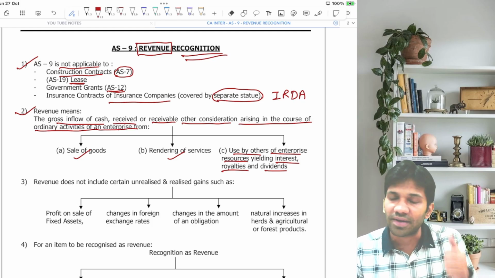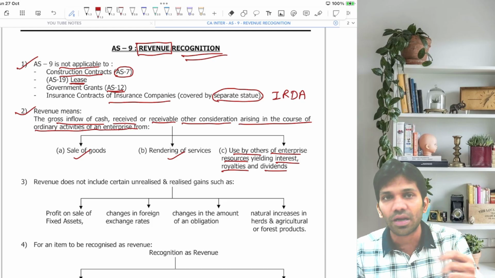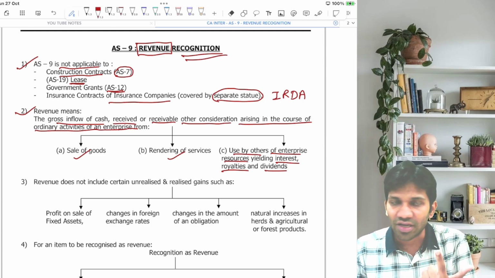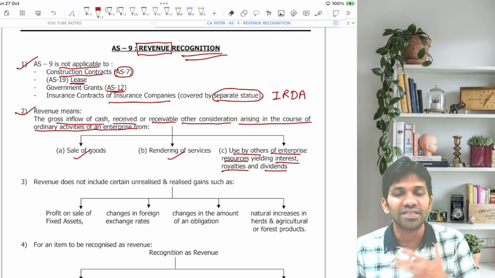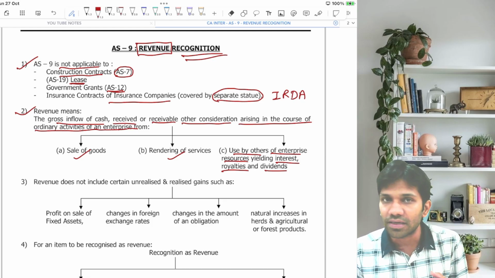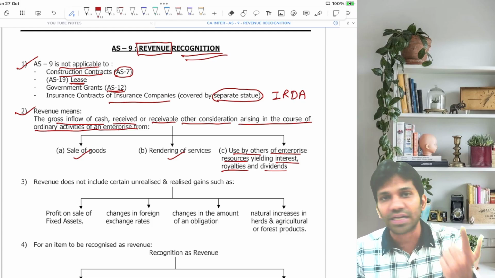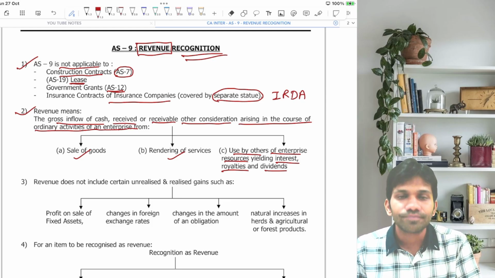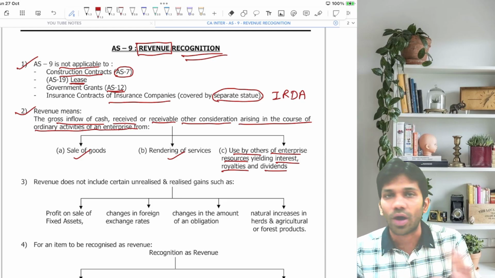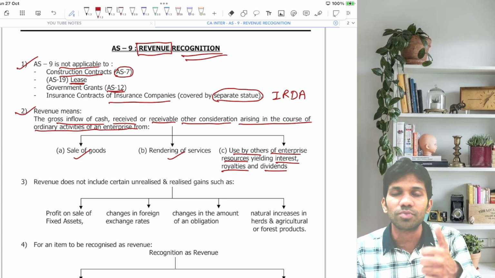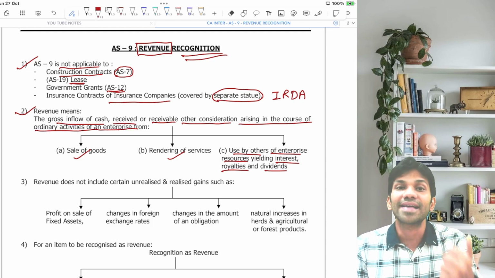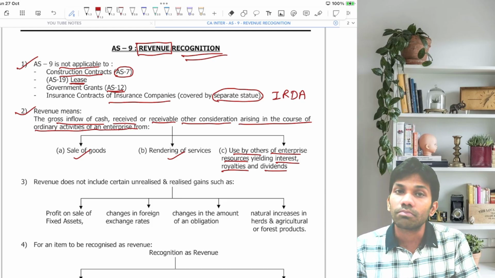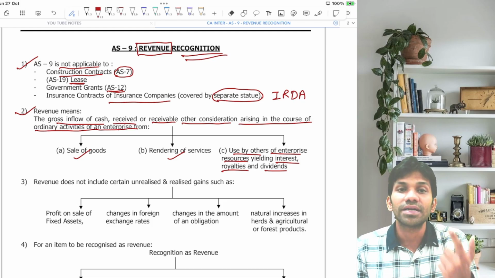So I'll repeat one more time. Revenue means gross inflow of cash either received or receivable arising from the ordinary course of an enterprise, either by selling goods or providing services, or if we own some assets and give them on rent, rent will be considered as revenue; if we get interest, interest will be considered as revenue; or if we get dividend from our investments. Basically all such are termed as revenue. I hope it is very clear. So what is the moral of the story? Revenue means gross inflow of cash received or receivable arising from the ordinary activities of an enterprise, either through sale of goods or rendering of services, or use by others yielding interest, dividend, rent.